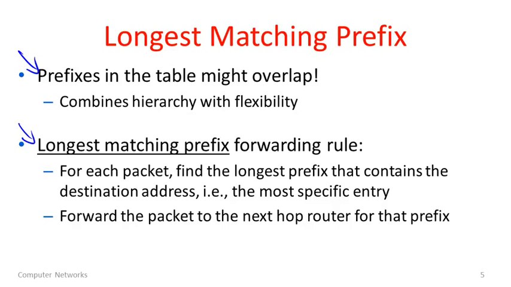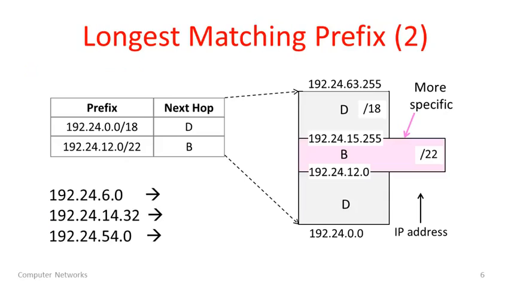The rule is simply this. For each packet that you're trying to forward, you look at its destination and you find the longest prefix entry in the table that contains the destination address. That is going to be the most specific entry. This is why it's called the longest matching prefix, of course. So we might find in our forwarding table that the destination address fits within several different prefixes we have. We want the most specific of those. And then we'll simply forward the packet according to the rules for the next hop router for that most specific prefix. That sounds pretty simple.